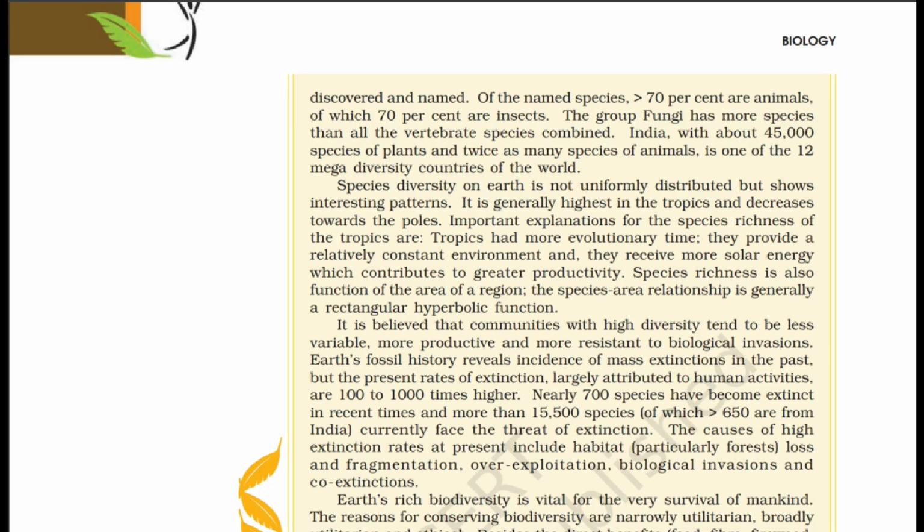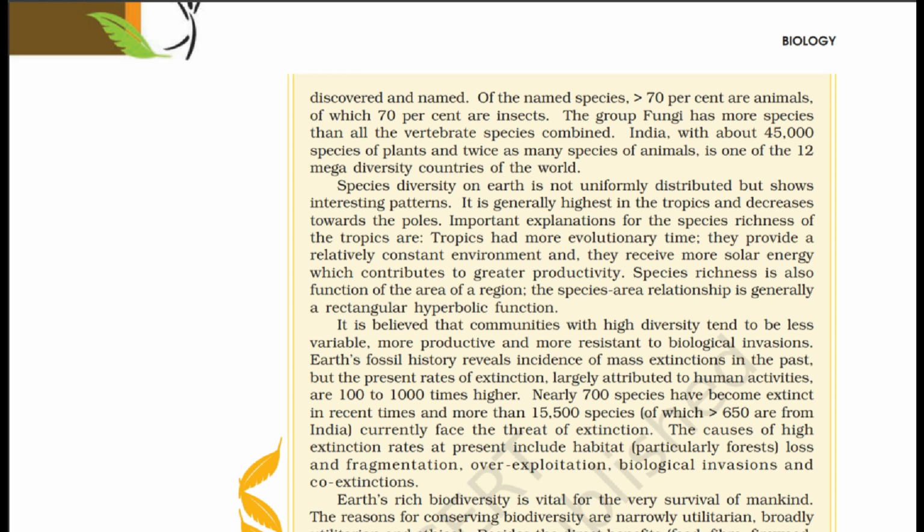Of the named species, more than 70% are animals, of which 70% are insects. The group fungi has more species than all the vertebrate species combined. India, with about 45,000 species of plants and twice as many species of animals, is one of the 12 mega-diversity countries of the world. Species diversity on Earth is not uniformly distributed but shows interesting patterns.